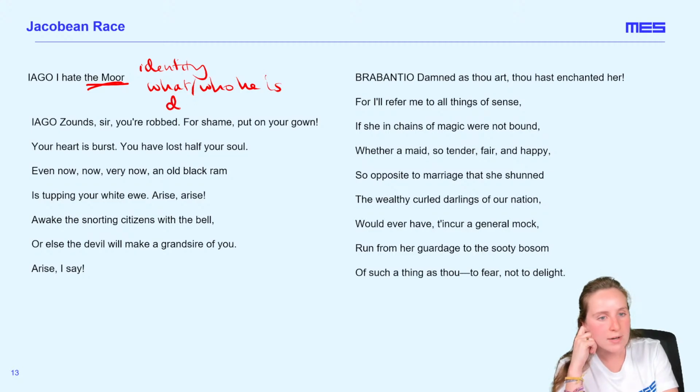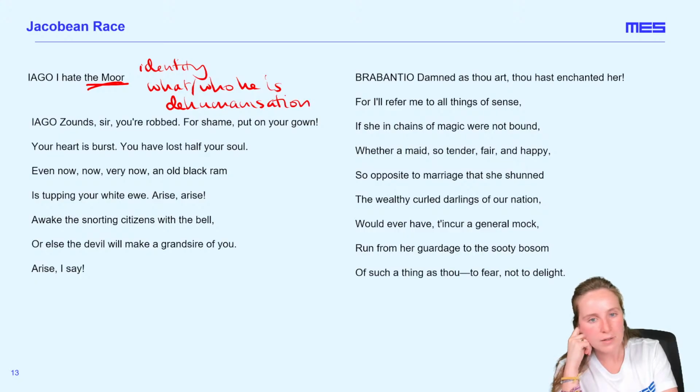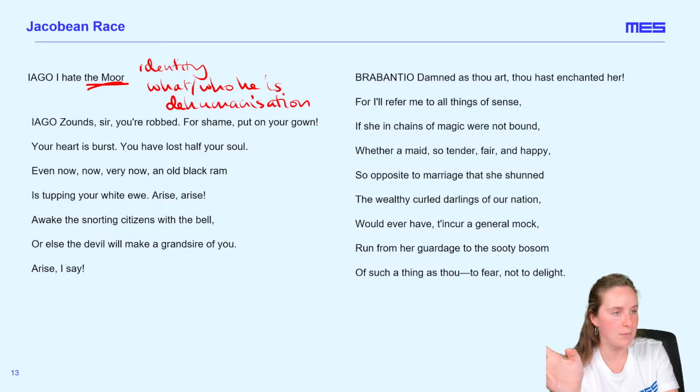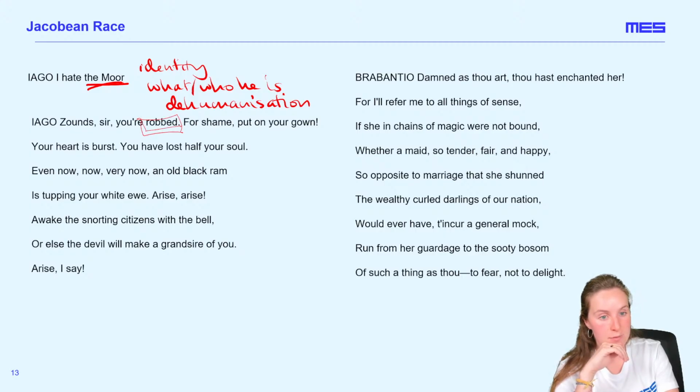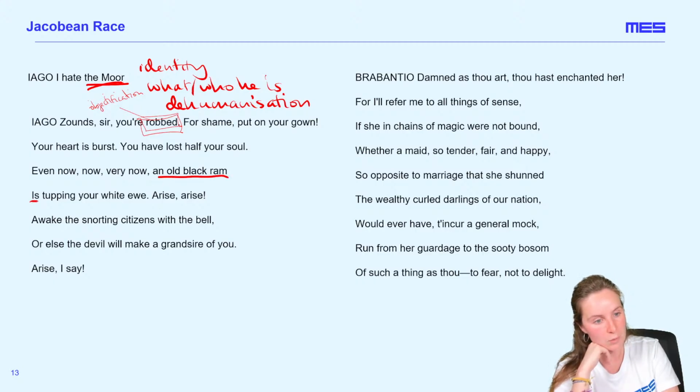And this goes to show this kind of dehumanizing language that carries through discussions about Othello. Look at what Iago says when he is telling Brabantio about the marriage. "Zounds, sir, you're robbed." Interesting, this idea of Desdemona being something that could be robbed. This idea of objectification with her. She's a possession of his to be taken. "For shame, put on your gown. Your heart is burst. You've lost half your soul. Even now, very now, an old black ram is tupping your white ewe."